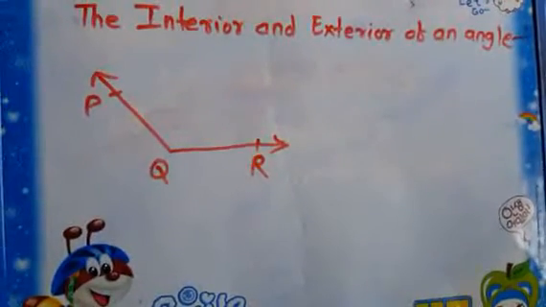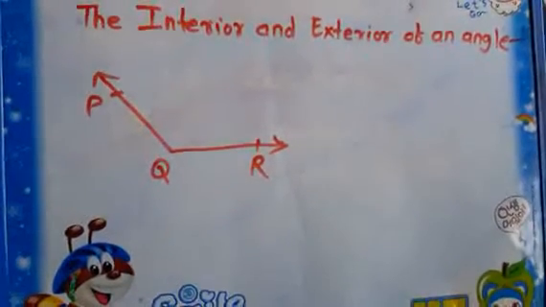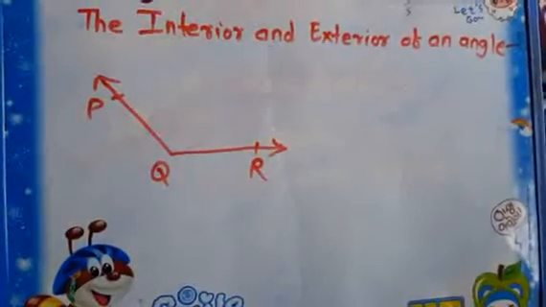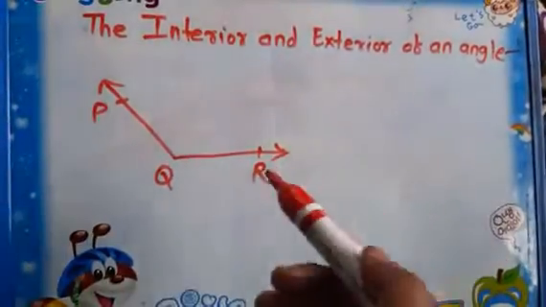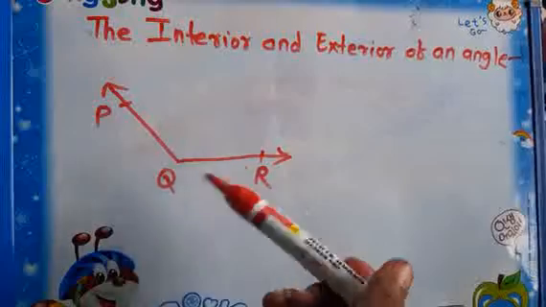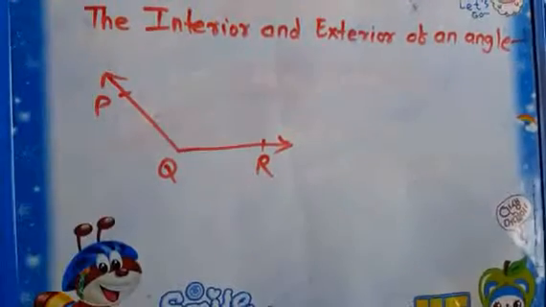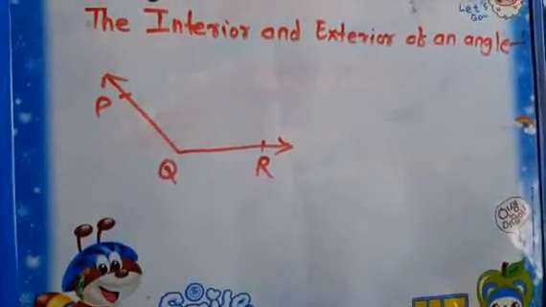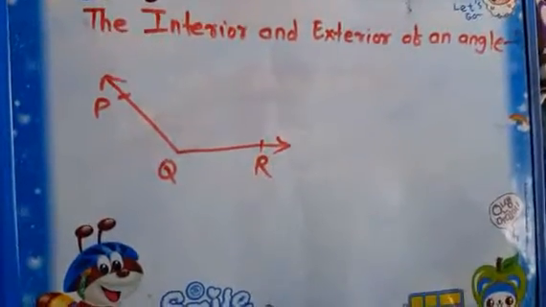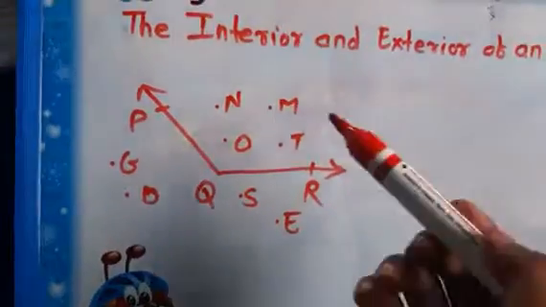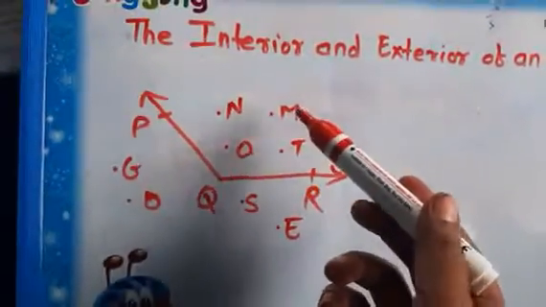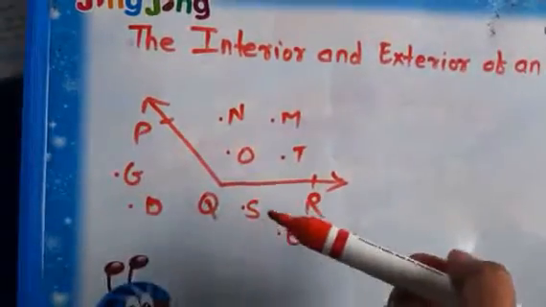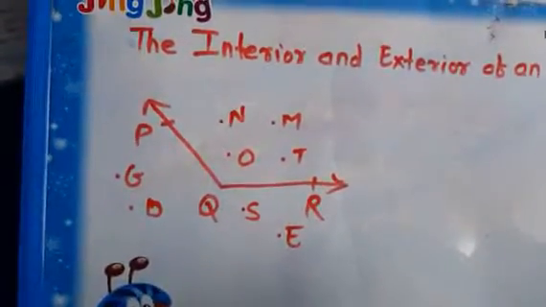So the next concept related to angle is the interior and exterior of an angle. For that, consider this angle PQR. Now for this angle, I will draw some points like this. So these points I have drawn: N, M, O, T, G, D, S and E.